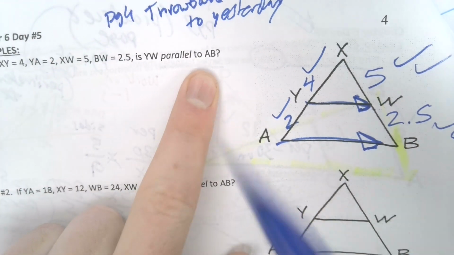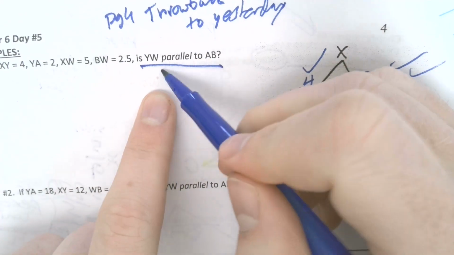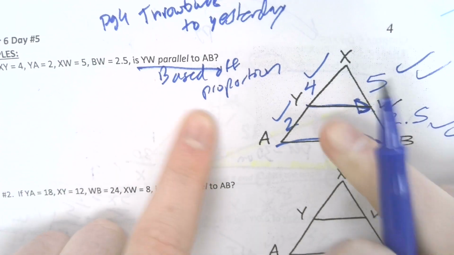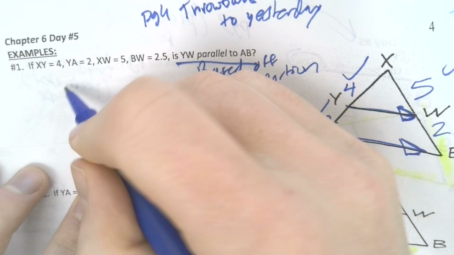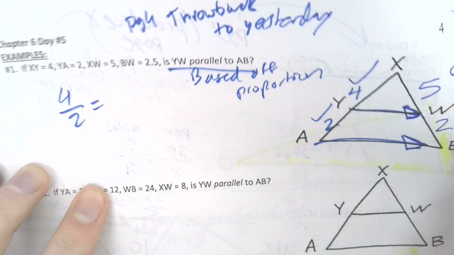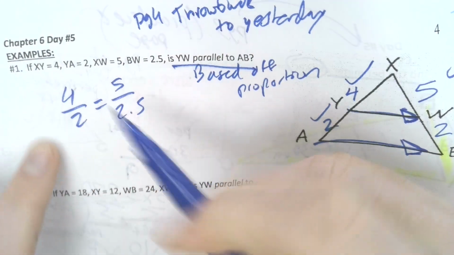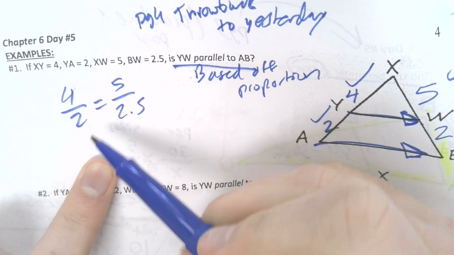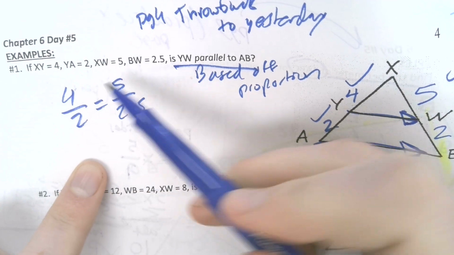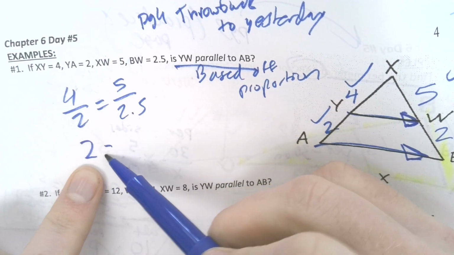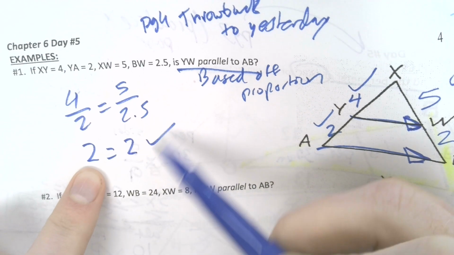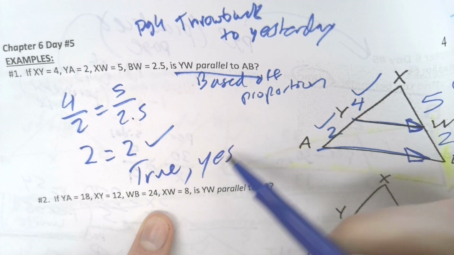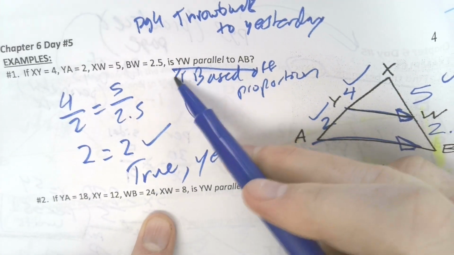And some of you guys can kind of already tell what's about to happen. Is YW parallel to AB? It's based off proportion. So we line up our proportions. We've got 4 over 2 equals 5 over 2.5. And guess what both these fractions reduce down to? Or you could cross multiply either way. I'm going to reduce the fractions because this is a pretty easy one to reduce. 4 over 2 is 2. 5 over 2.5 is 2. So we would say this is true. Yes, YW is parallel to AB.